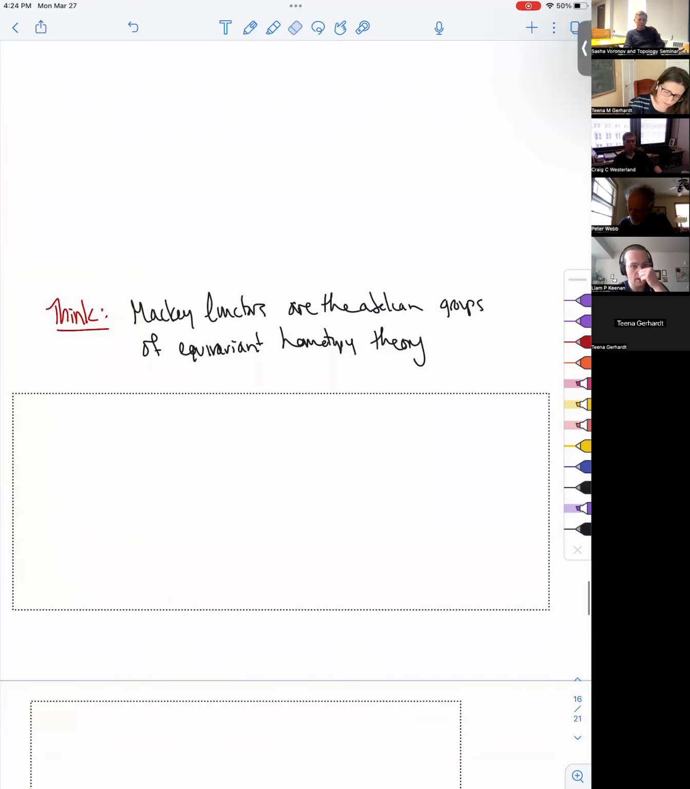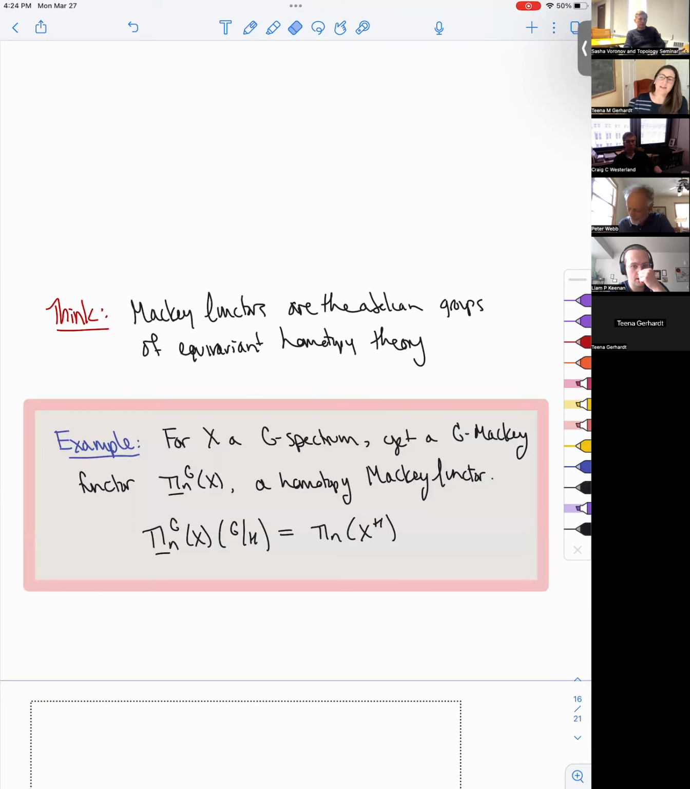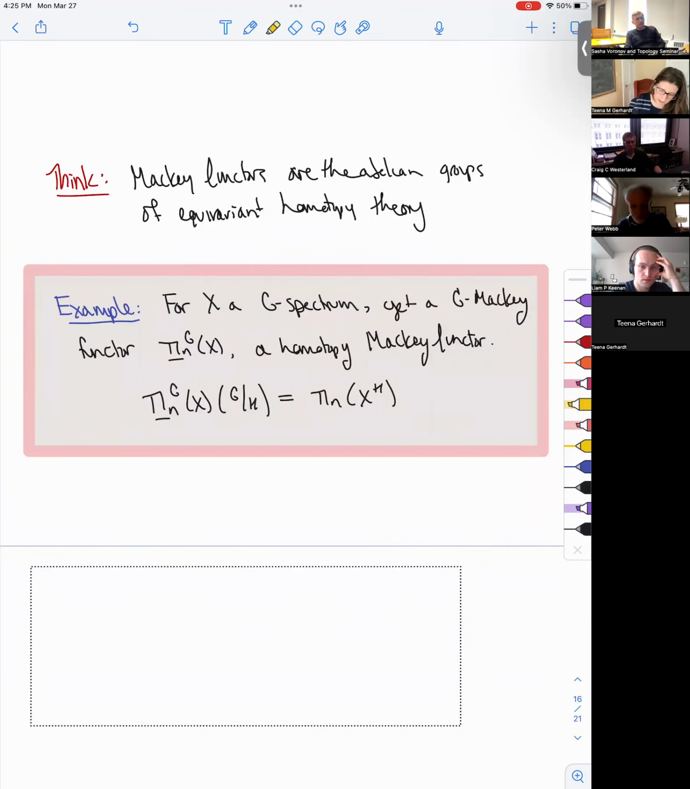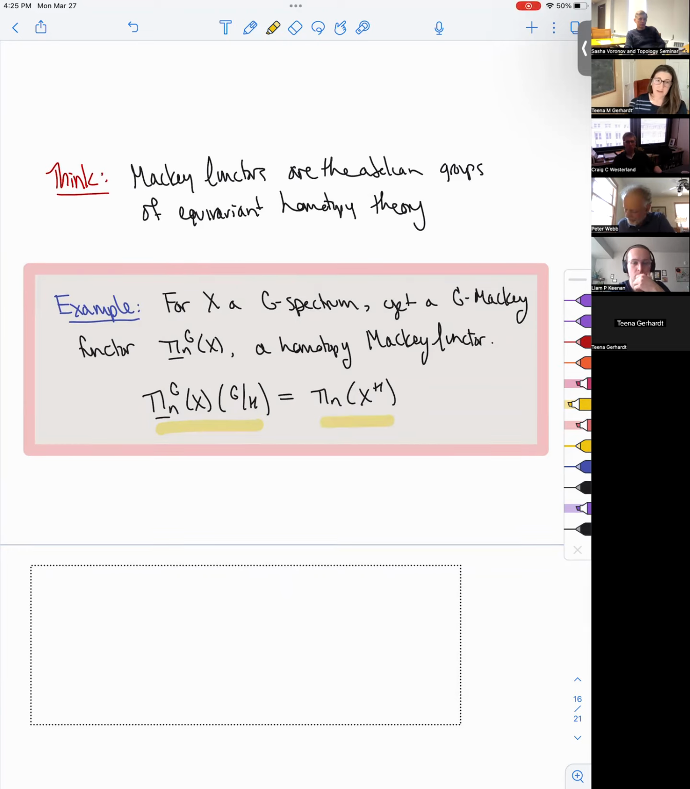So an example to illustrate that principle is if we think about what happens when you take the homotopy of an equivariant spectrum. If I take the homotopy groups of an ordinary spectrum, I get an abelian group. For an equivariant spectrum, when you take the nth homotopy, you get a homotopy Mackey functor, not a group. And so the Mackey functor, I have to tell you what it evaluates to at each orbit. I feed it the G set, G mod H, and I get the homotopy groups of the fixed points.